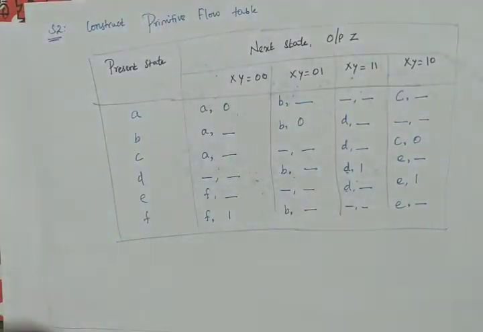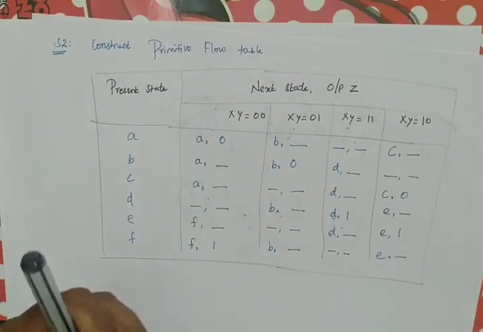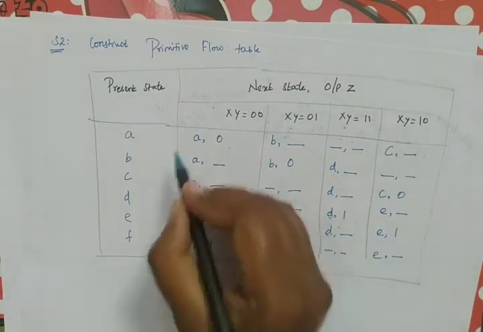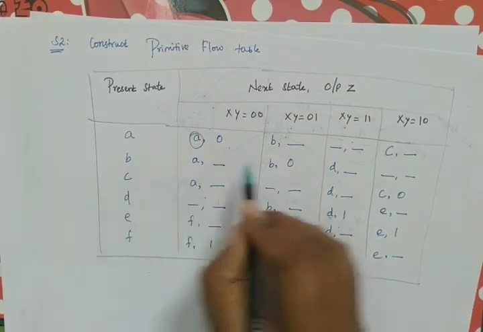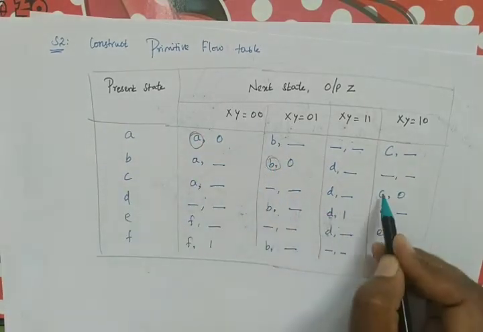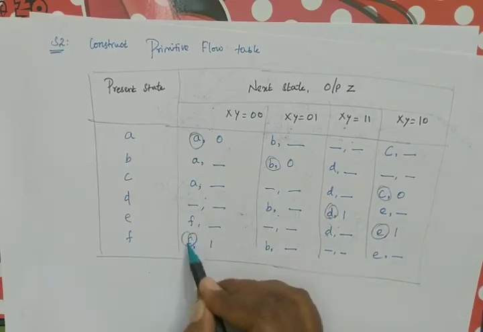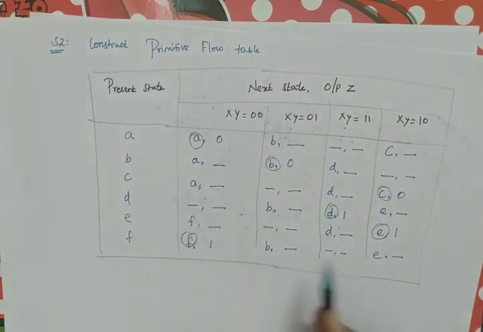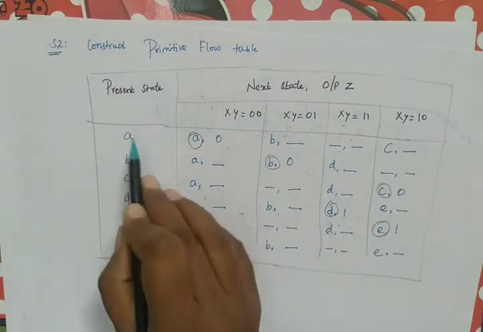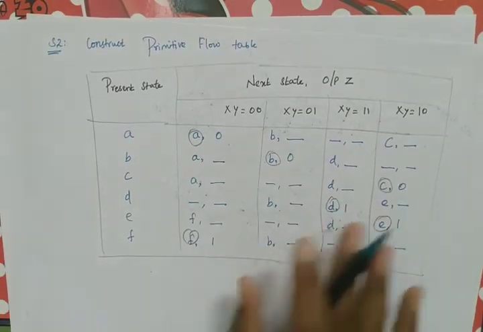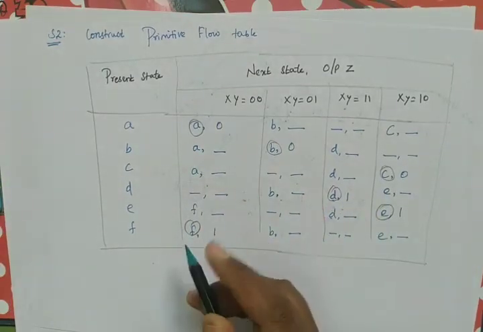So this is our second stage, that is we have to construct the primitive flow table. After constructing the primitive flow table, we have to check. So this is A. Here we have B, here we have C. Then this is D state, E state, F state. So we have to write only output for the states. A, B, B. Then the rest should be represented as dash. Then the next one is we have to reduce the primitive flow table.